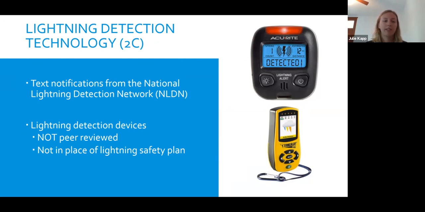There are some lightning detection devices that can be bought. The images on the right are some examples I found off of Amazon. They claim to detect lightning up to 75 miles away. It's important to note, though, that these technologies have not been peer reviewed. There are only manufacturer testimonials to claim their efficacy. So these devices could be used to augment a lightning safety plan, but not take the place of one, because it also only has a 2C recommendation.